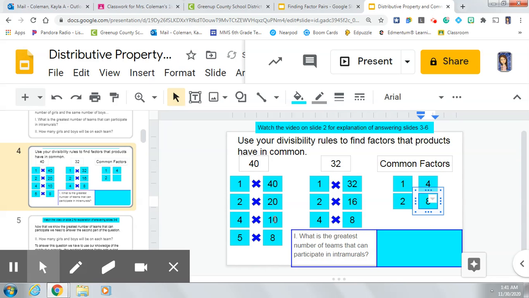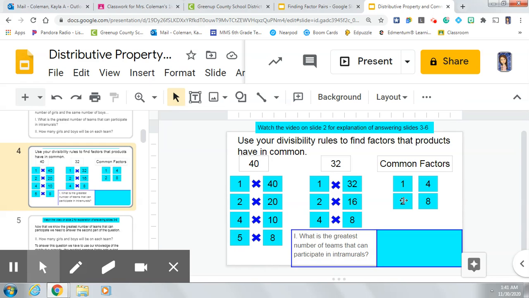We cannot do 10. We don't have a common factor. No common factor of 20. No common factor of 40. No common factor of 32 or 16. So 1, 2, 4, and 8, these are all common factors. We can divide 40 and 32 by these numbers. Okay, the question is, what is the greatest number of teams that can participate in intramurals?